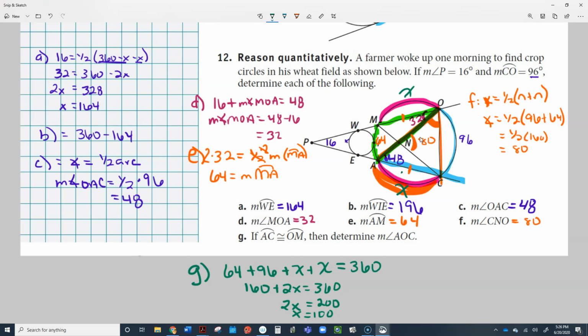Now remember, x is the measure of this arc right here. And they want the measure of an inscribed angle. So the inscribed angle is half the measure of the arc. So that's 50 degrees. All of these should have degree marks on them. Don't be like me. Put your units on there.